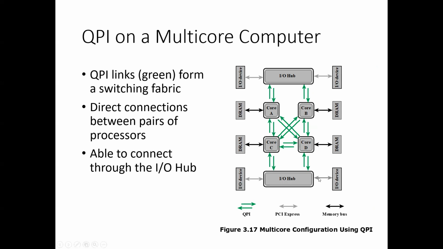And the I/O hub has the point-to-point interconnect, or PCI Express, to the I/O devices. The cores have point-to-point to the different RAM, and the I/O hub has point-to-point to the I/O devices up at the top. So there's a multi-core configuration using QPI, and the QPI ones are in green, the direct connections between the pairs of processors, and it's also able to connect to the I/O hub. So actually, I misspoke there a little bit ago. Core A can go directly to the I/O hub up at the top.